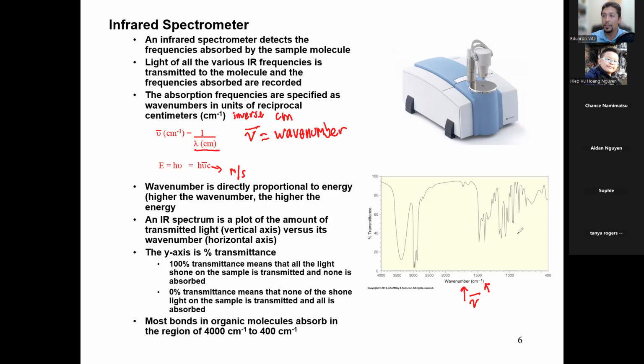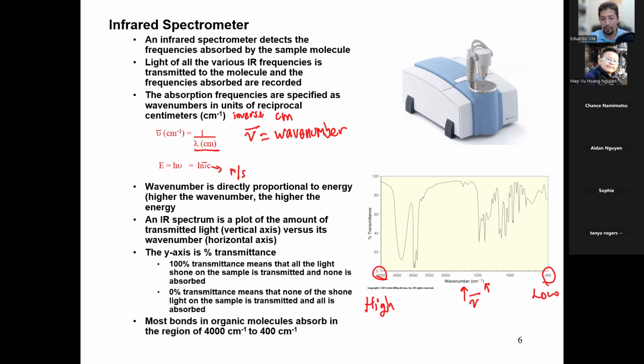Fortunately, it has the same relationship. Low wave number, low energy. High wave number, high energy, right? So 400 is the low energy right here, and the 4000 is the high energy right there. This is pretty intuitive, right? Small number, small energy, big number, big energy. Okay? So far, so good?